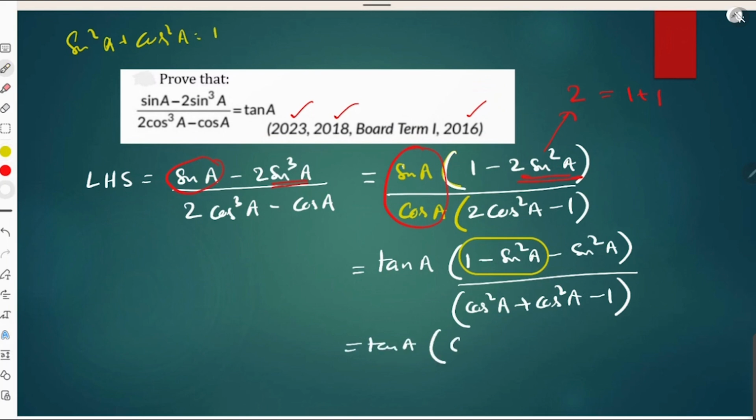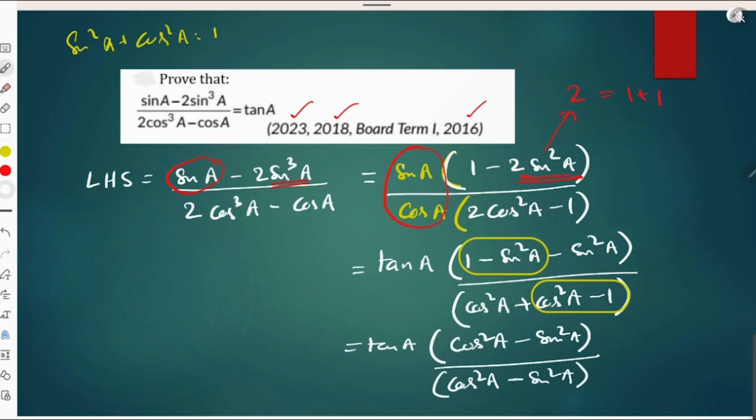cos square A minus sin square A as it is, divided by, in the denominator also, cos square A minus 1 will become cos square A, minus sin square A. So if you observe, the two terms are the same, they get cancelled. So you will be left with tan A, that is what RHS is. Very easy question, bacho. So easily you can answer this. Just remember the three identities, enough. You can get the answer.